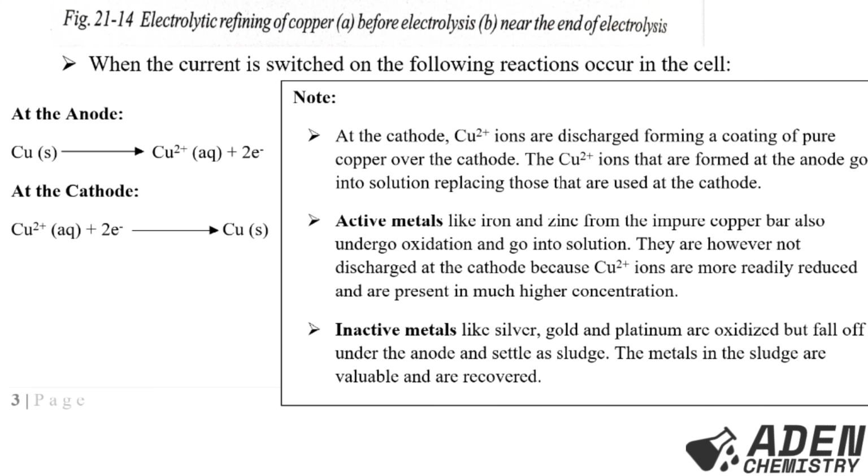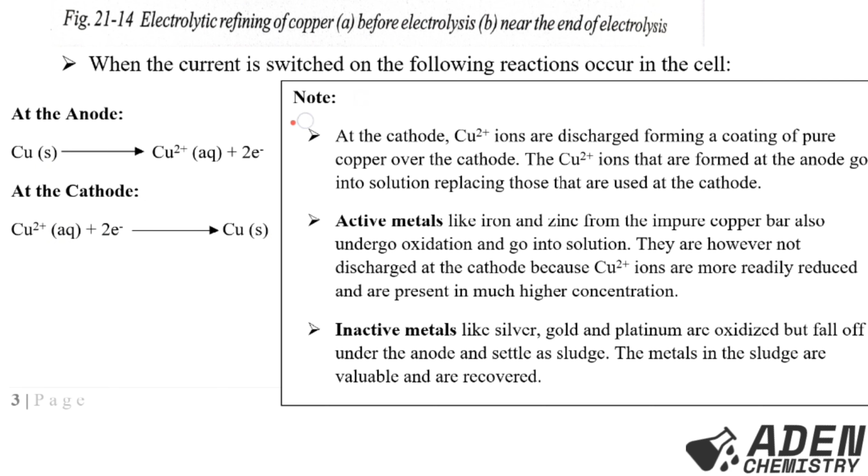So we're saying when the current is switched on, the following reactions occur in the cell. We want to see the reaction that's going to take place at the anode, and the reaction at the cathode. At the anode, we have solid copper, which loses 2 electrons to form copper 2 ions, and copper 2 ions go into solution. At the cathode, we have copper 2 ions in solution gaining 2 electrons from the anode to form neutral solid copper, which will be coated on the copper cathode.